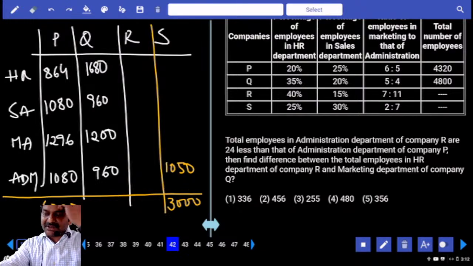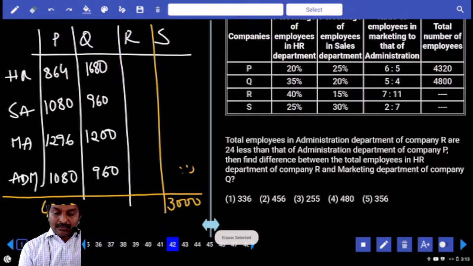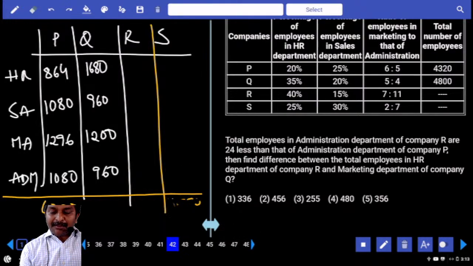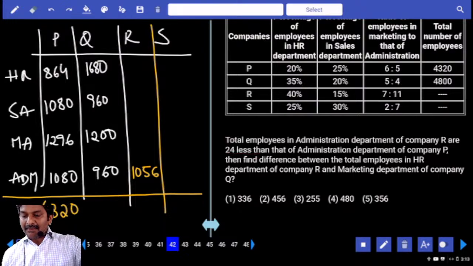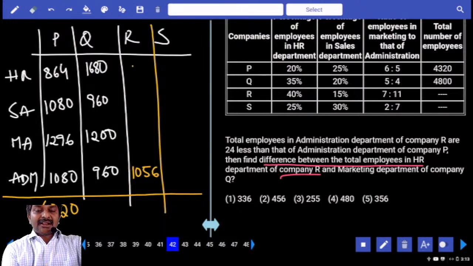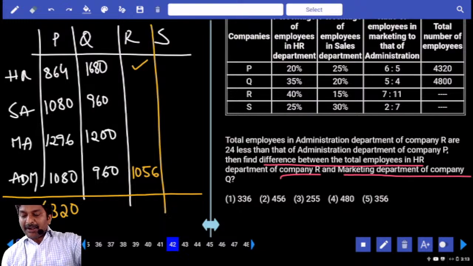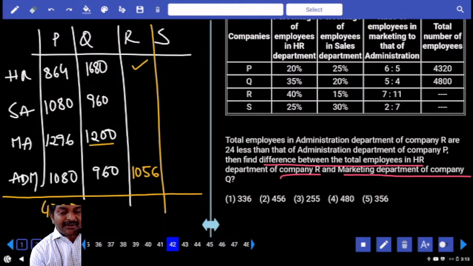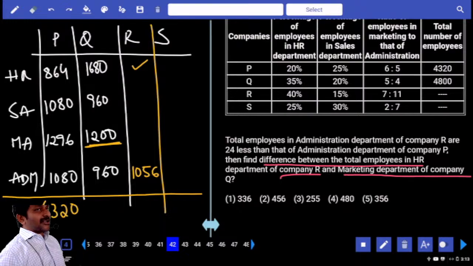Total employees in the administration department of company R are 24 less than that of the administration department of company P. Administration department company P, how many are there? 1080. 24 less is 1056. They are in company R. Find the difference between total employees in the HR department of company R, this number, and the marketing department of company Q. Marketing department of company Q is 1200. So the tick mark place is what we need to write.